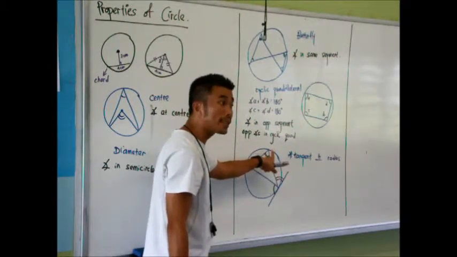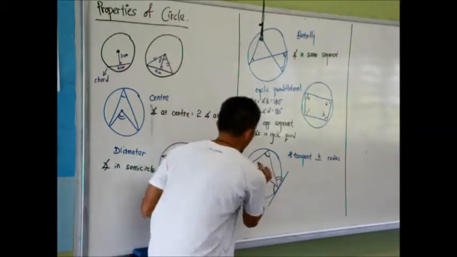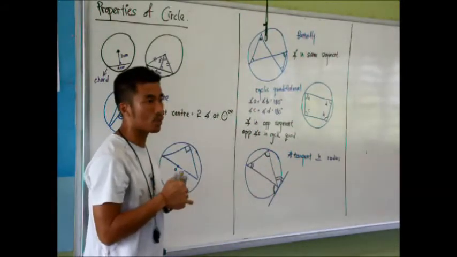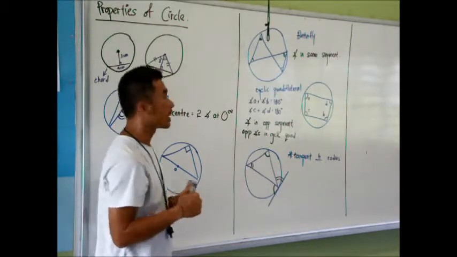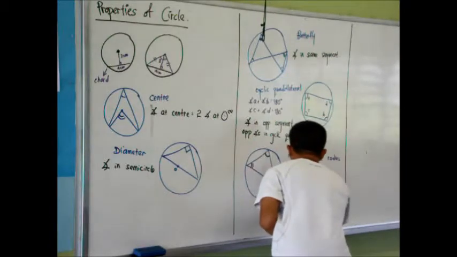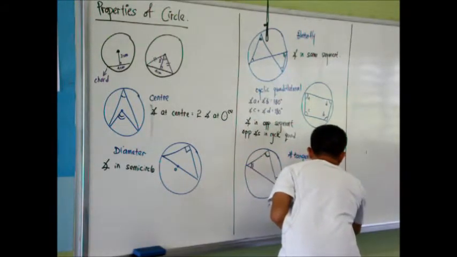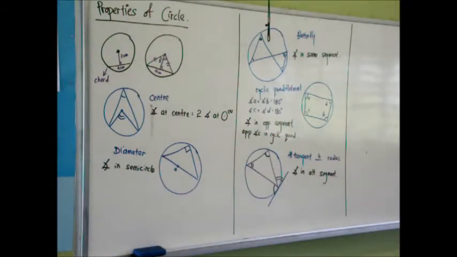Are we supposed to consider the very first angle? No. Skip the first one, go to the second one. These two angles are the same as well. What is the name of this property? Thank you, Rachel. Angle in alternate segment. Okay, and there you have it.